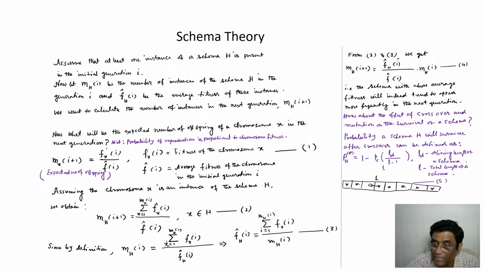7 minus 1. So 1 by 6 times this is a probability value, 0.7 normally we take. So a fraction multiplied by another fraction, this term becomes much smaller. So the probability of crossover survival becomes high, 1 minus a very small value, right? So that is what intuitively you can see, why a smaller defining length is good for the survival of a schema in the next generation, right? So this is the intuitive formula. Is it clear? This is the defining length of a schema.